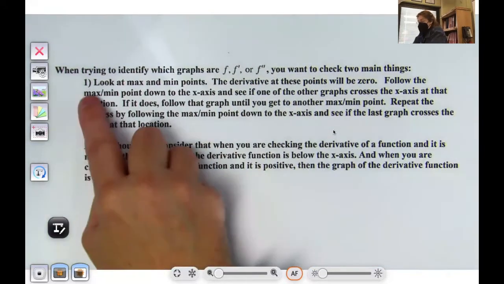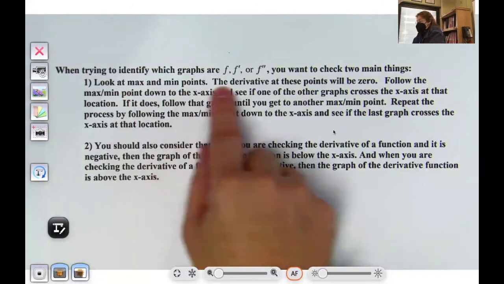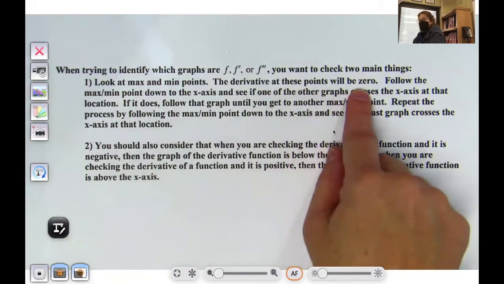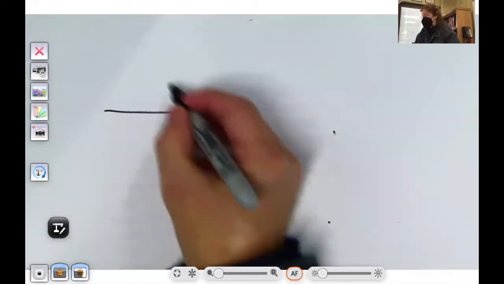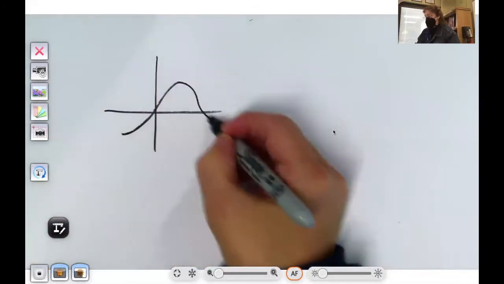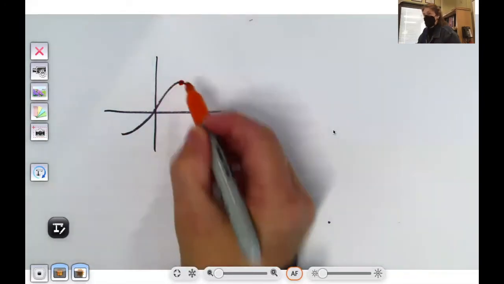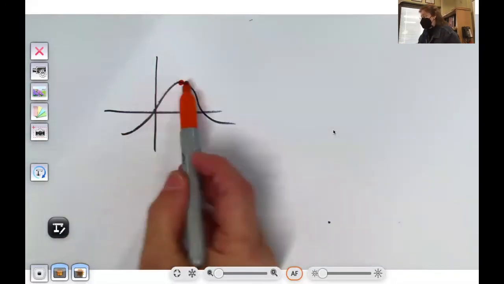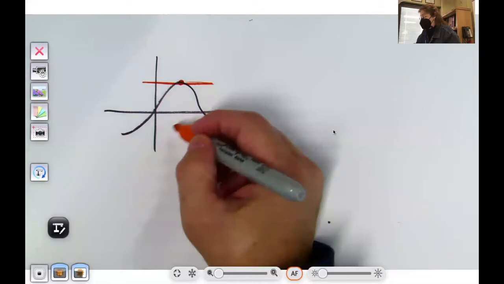First, you're going to look at your max and min points. You're going to pick one of the graphs, find the max and min points. The derivative at these points will be 0, right? Because, let me move this, if I have a function like this, my derivative is the slope of the secant line, right? So at a max, the slope of the tangent line is the derivative. So that's 0, right?